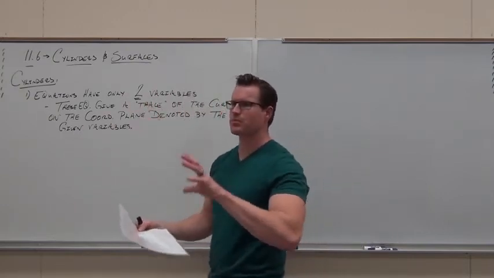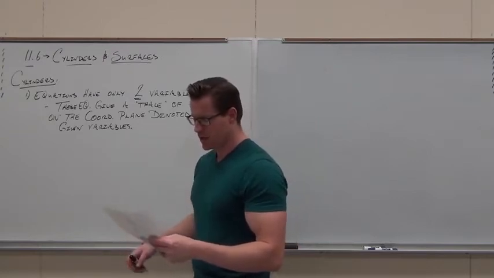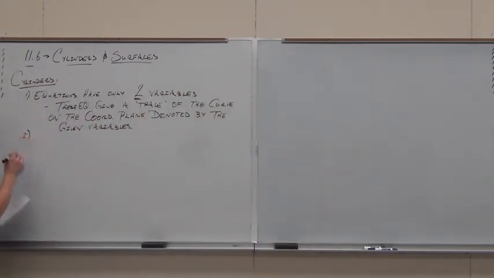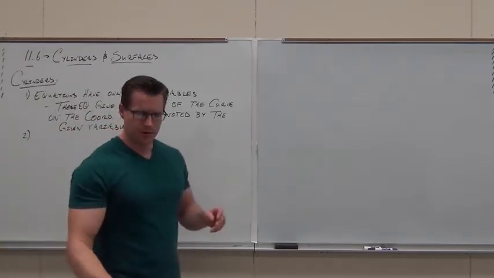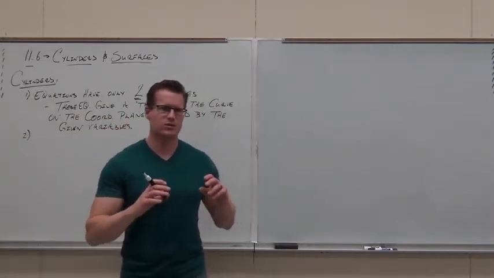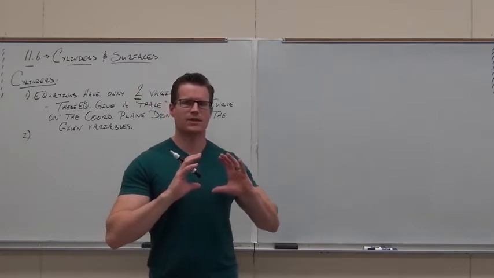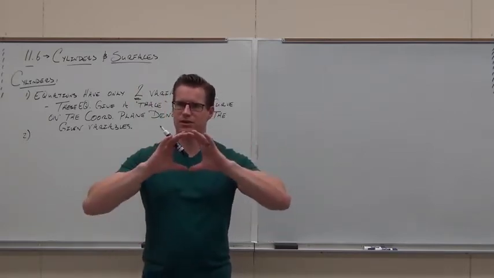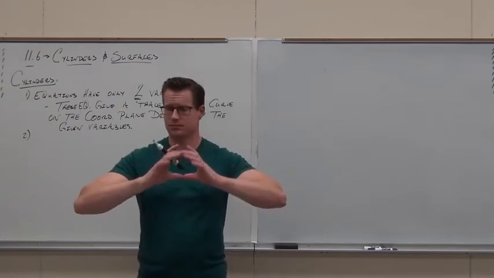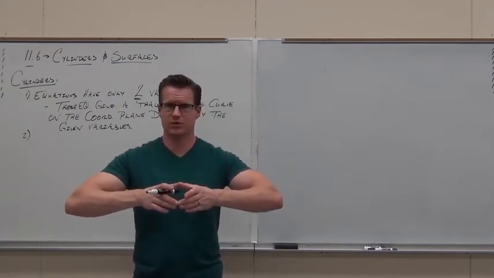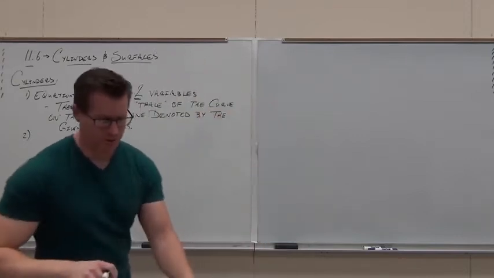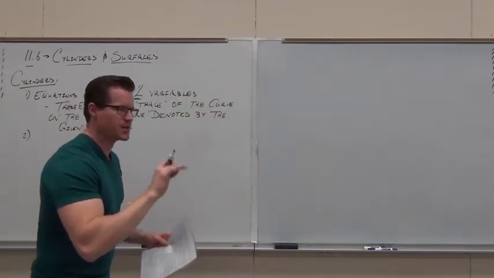Those variables tell you what plane your trace is going to be on. Number 2. The curve is always going to be directed along the axis of the missing variable. If we have a trace on the xy plane, then it can only project one way, along the z, along the missing variable. So the curve is always directed along the axis of the missing variable.